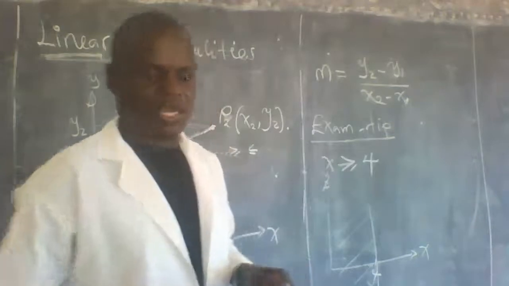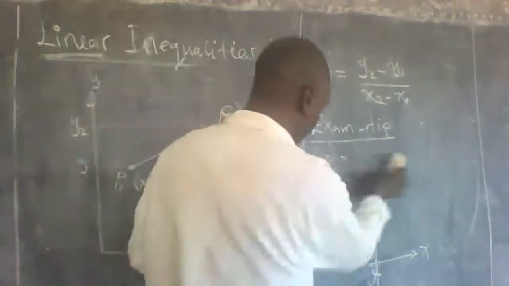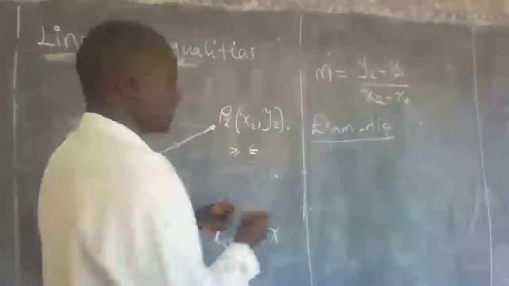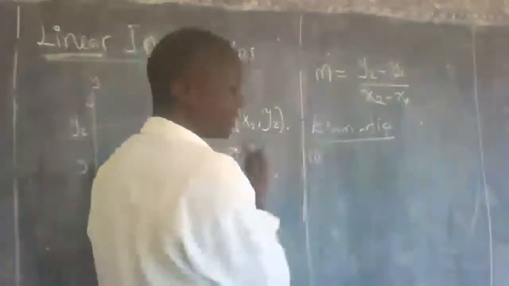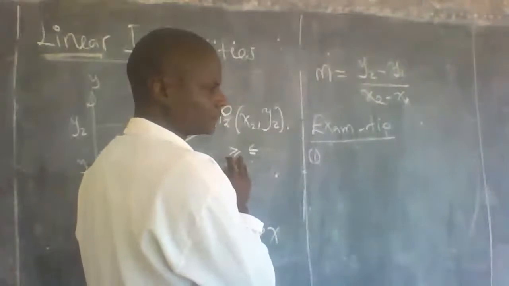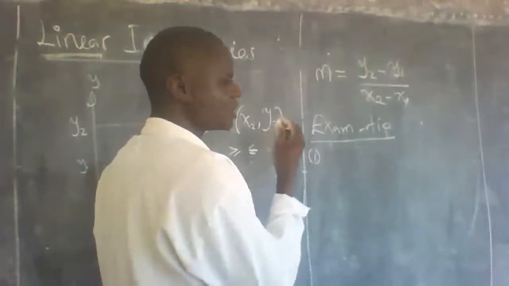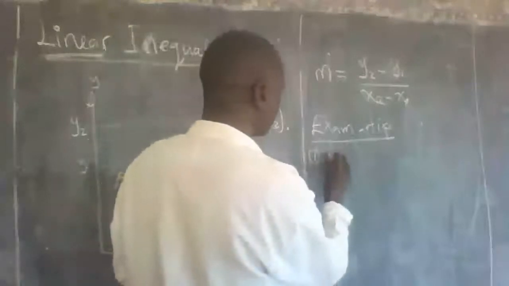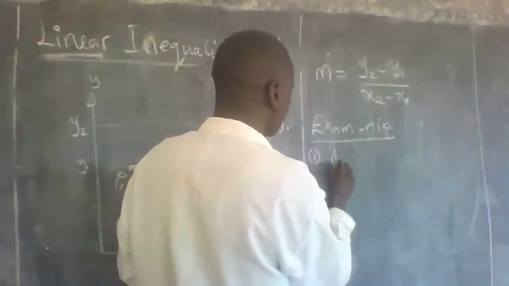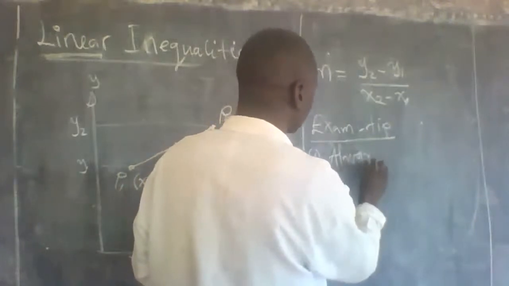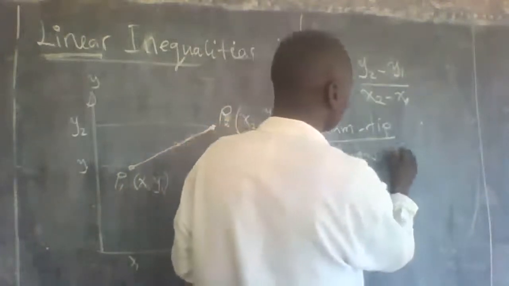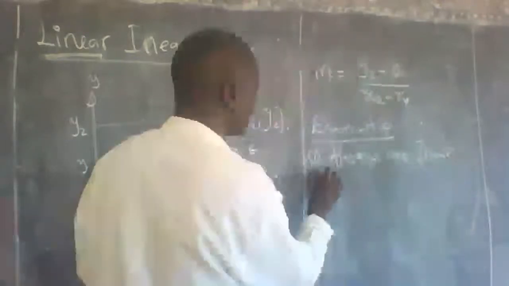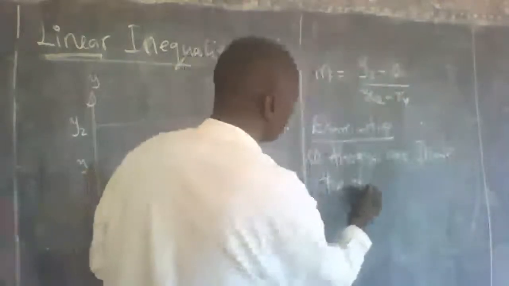So with all that said, I'm going to give you now the tips. These tips are, number 1, about shading, how we shade the region. Okay, so tip number 1 is: always shade the described region.